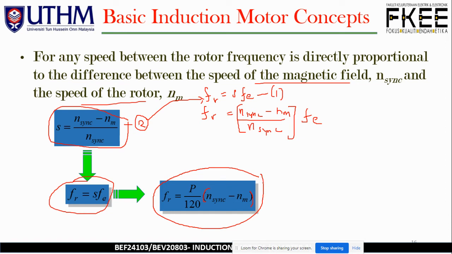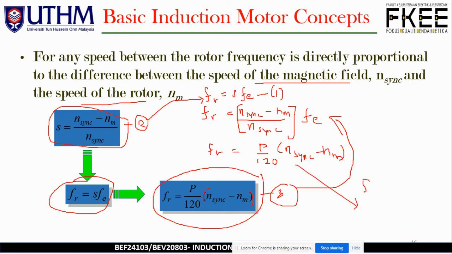So now we have Fr over here. Let's say this is the third equation. Now the third equation goes into here. So now we have Fr finally equal to P over 120 times (Nsync minus Nm). We can simply write that this is actually Fr, the rotor frequency, equal to P over 120 times Nslip, because Nslip equal to Nsync minus Nm.